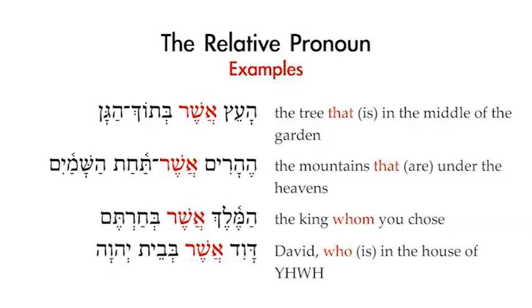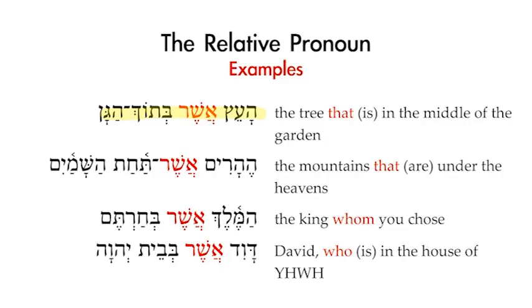So let's see how the relative pronoun is used in context. Now, we said that the relative pronoun introduces a relative clause, and normally that relative clause modifies a noun, and those are the examples we have here. Let's take a couple of these examples together. In our first example, we have ha'etz asher bathok hagan, the tree that is in the middle of the garden.